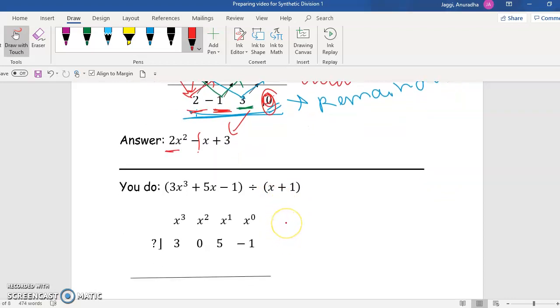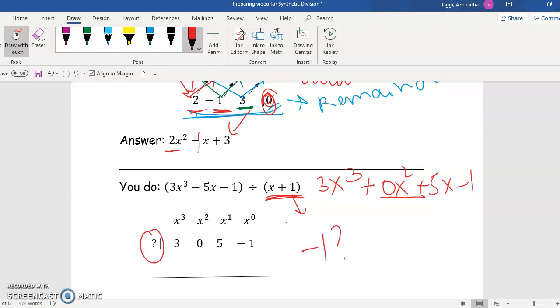Just check the divisor, 3x cube, and the x square is missing, so you will fill it in, plus 5x minus 1. Sorry, this is the dividend. Check the dividend and check the divisor. Is it linear? Does x have a coefficient 1? And if yes, then this number, what do you put in here? -1 or +1? Check the above examples and you will get the answer to that.